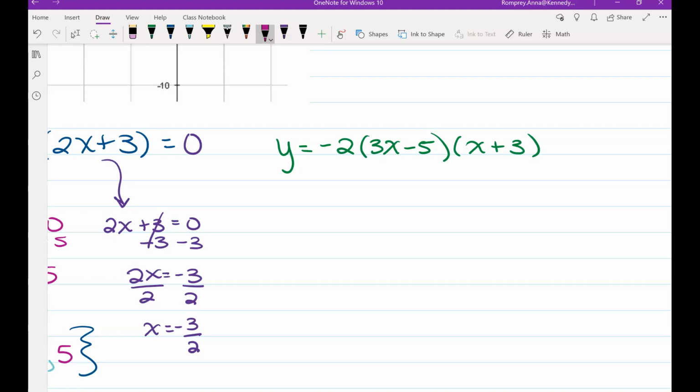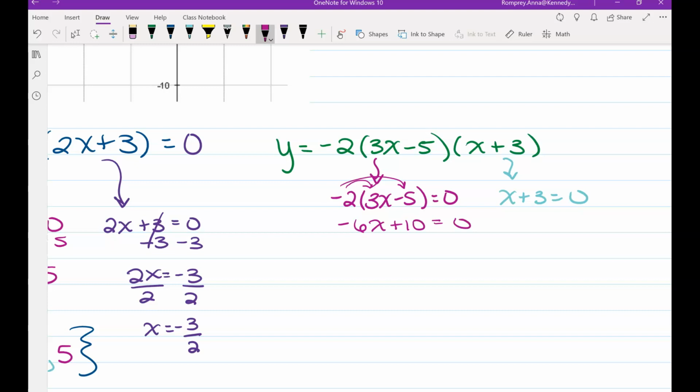Okay, so when I set each of these equal to 0, if you set negative 2 equal to 0, that doesn't do anything. Or you can keep the negative 2 attached here. That'll work too. So negative 2 times the quantity 3x minus 5 equals 0. I can distribute, or I can divide everything by negative 2. I'm thinking most of you would probably think to distribute, so that's what I'll go with. So negative 6x plus 10 equals 0.